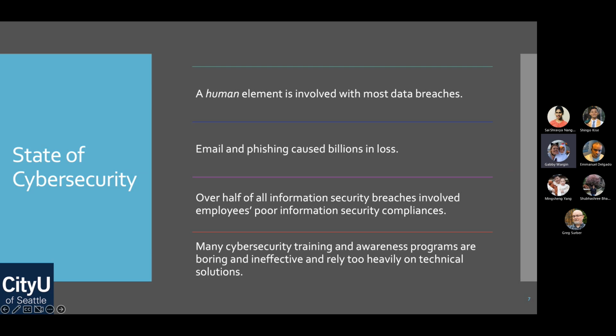Phishing compromise doubled. Phishing doubled in 2020, in part due to the advent of remote working caused by the COVID-19 pandemic. Over half of all information security breaches involved employees' poor information security compliance.